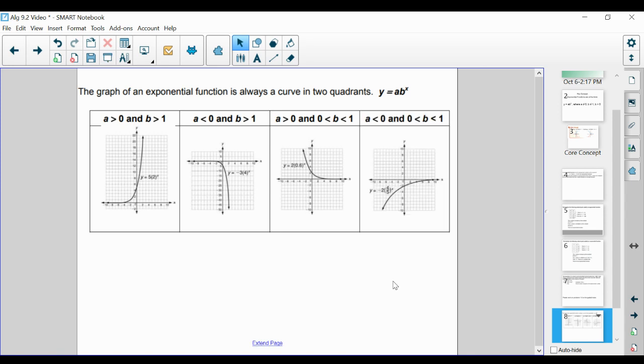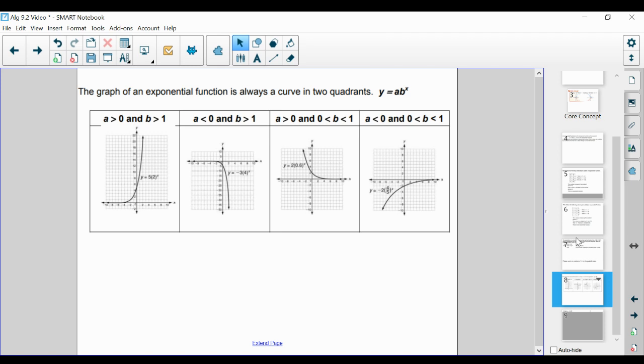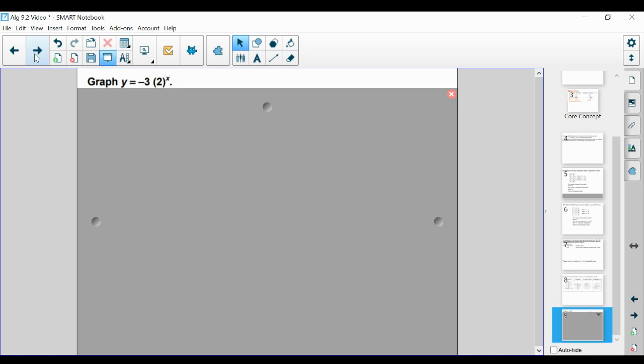And lastly, if our a value is negative, it's smaller than 0, and our b value is in between 0 and 1, meaning that it's not going to be getting bigger, we're going to be getting smaller. We're going to start in quadrant 3 and end up in quadrant 4, but again, we're going to be going towards the x-axis. And the more that we practice this, the more that we graph these, the easier it's going to be to understand and apply these ideas.